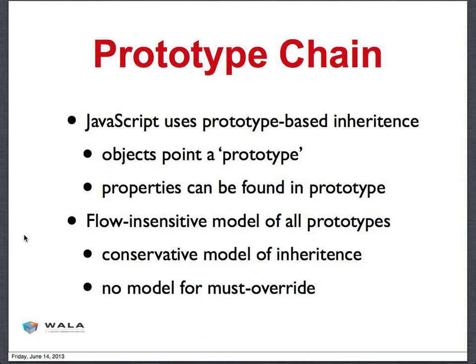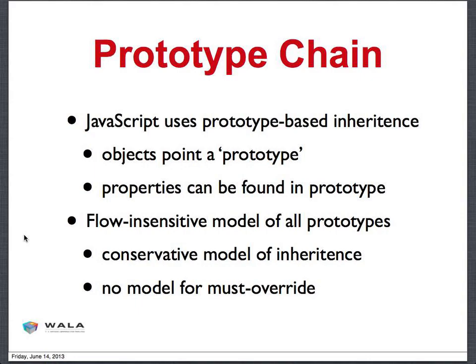All right, so the prototype chain. JavaScript uses prototype-based inheritance. Basically, every object has a prototype, and properties can be found in the prototype. So when I say x.data, if x doesn't have data, I see if its prototype does, and so on.